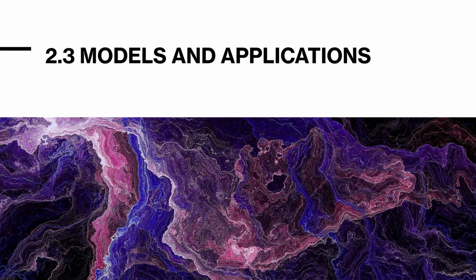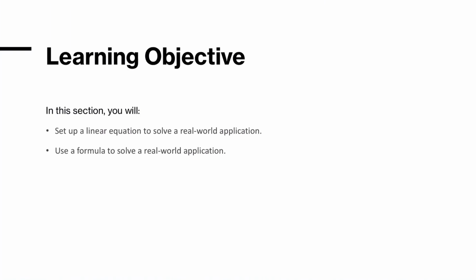All right, greetings, scholars. Here we're going to be taking a look at section 2.3, Models and Applications for College Algebra 2 for Morris Brown College, spring of 24. A few objectives here. In this section, you will set up a linear equation to solve a real-world application, and use a formula to solve a real-world application.